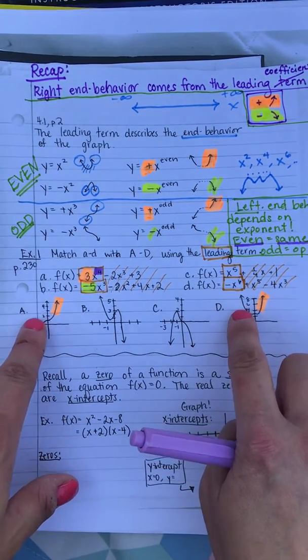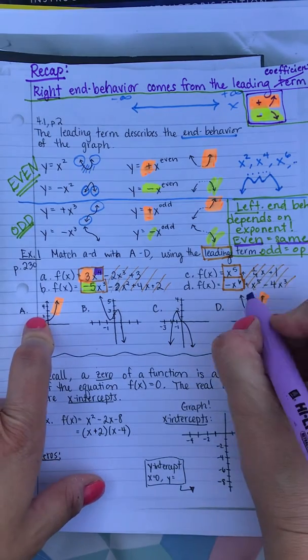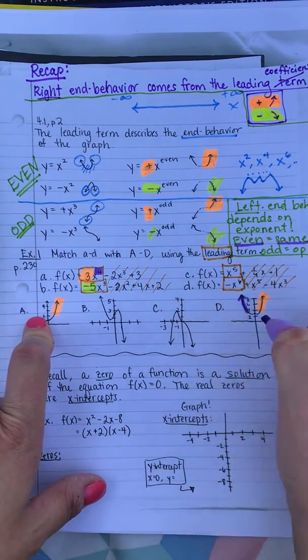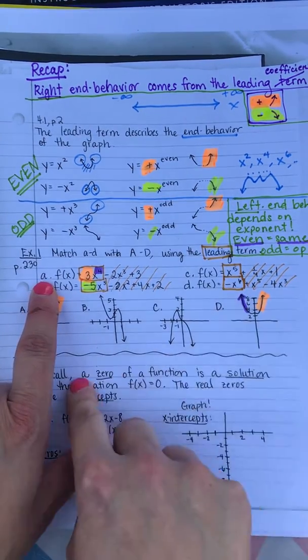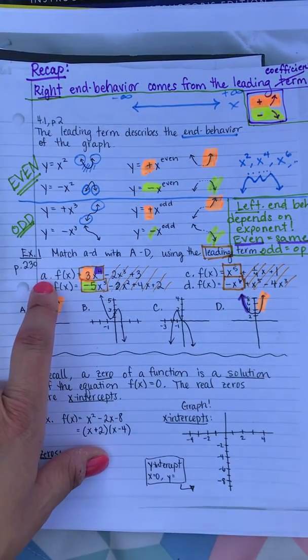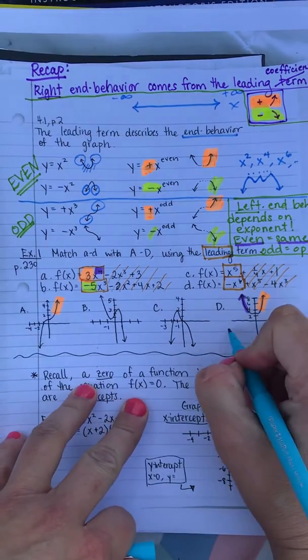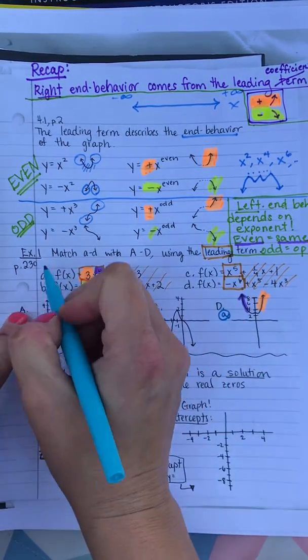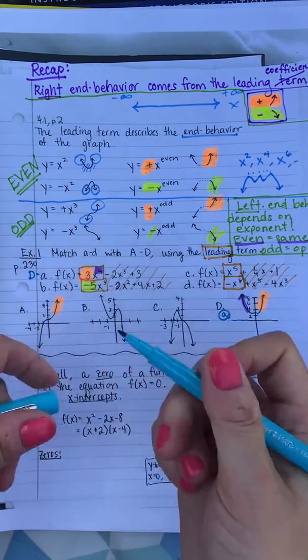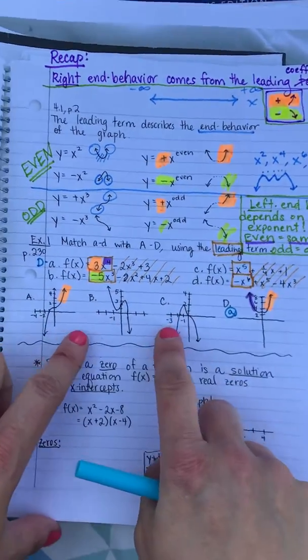So which one has the other side going up? D. D has both sides going up. So little a matches with capital D. I'm going to go ahead and write the answers down at the bottom. Little a, or right here, little a, okay? So little a matches with capital D.